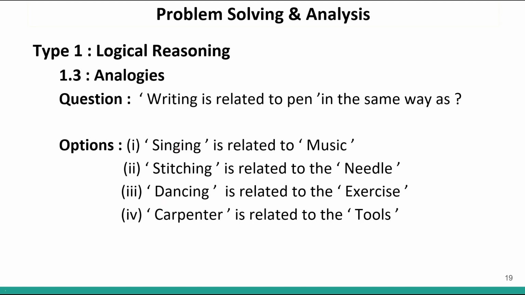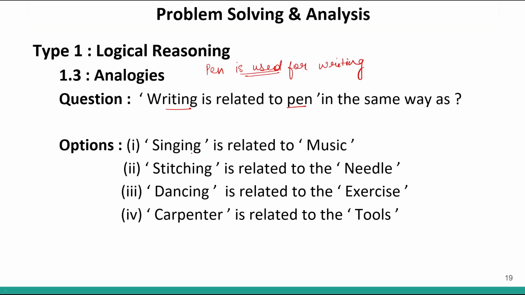Now, question. Writing is related to pen in the same way as we have to identify. Now, writing is related to pen how? I can say that pen is used for writing. This is the relationship between pen and writing. Pen is used for writing. Now we have to find a similar relationship.